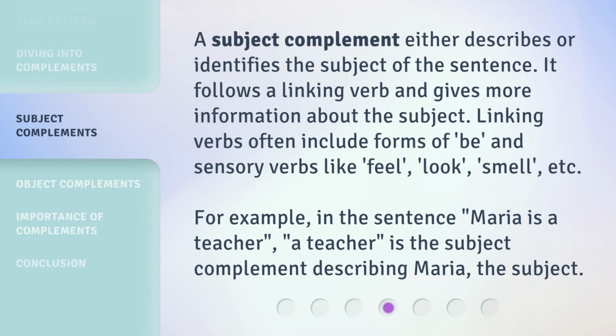A subject complement either describes or identifies the subject of the sentence. It follows a linking verb and gives more information about the subject. Linking verbs often include forms of be and sensory verbs like feel, look, smell, etc. For example, in the sentence, Maria is a teacher, a teacher is the subject complement describing Maria, the subject.